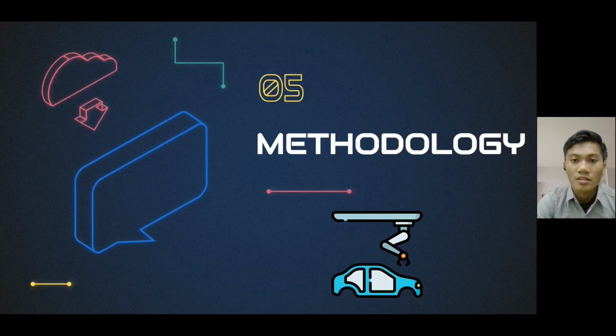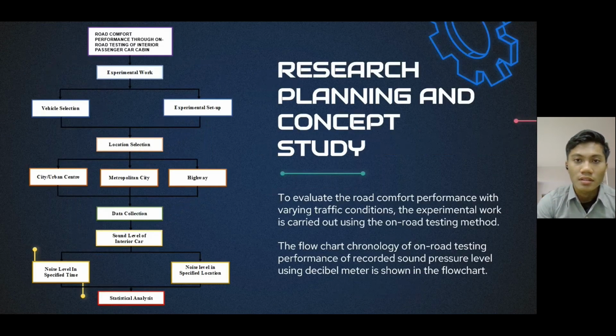Okay, next we go to the methodology part. First one is the research planning and concept study. The research planning and concept study is to evaluate the road performance with varying traffic conditions. The experimental work is carried out using the on-road testing method. Then the flowchart chronology of on-road testing performance, sound pressure level using a decibel meter, is shown in the flowchart.